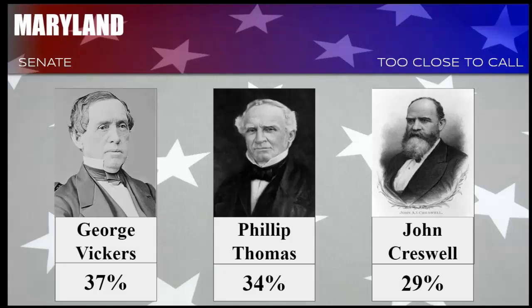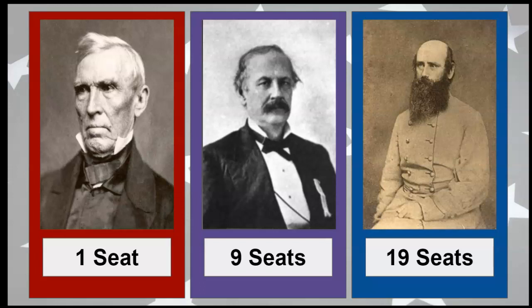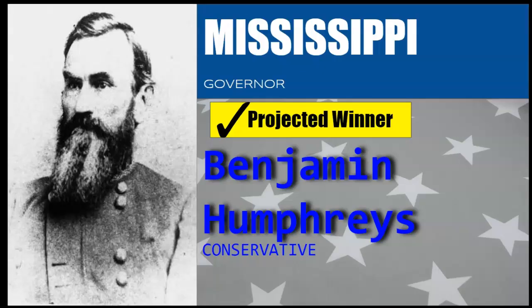Out of Maryland Senate race, currently too close to call, conservative George Vickers is currently leading incumbent moderate Philip Thomas. Currently right now, George Vickers has a 3-point lead over his opponents. And here's the current Senate composition. The Liberals currently have 1 seat, the Moderates have 9, and the Conservatives have 19, expanding upon their majority. And out of Mississippi's governor race, Benjamin Humphreys will be elected to his first term as governor out of Mississippi. It is now 8:30 p.m.